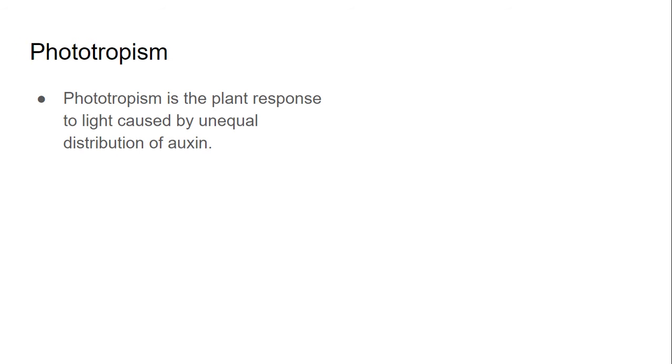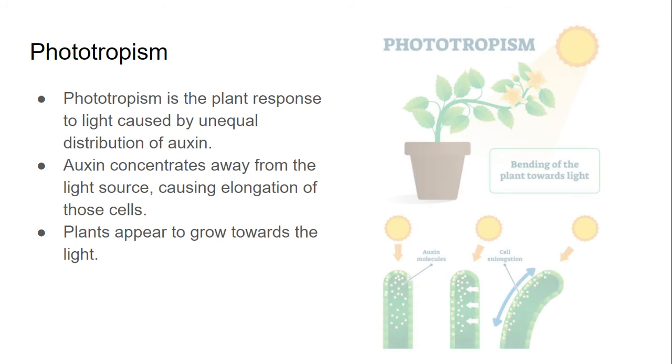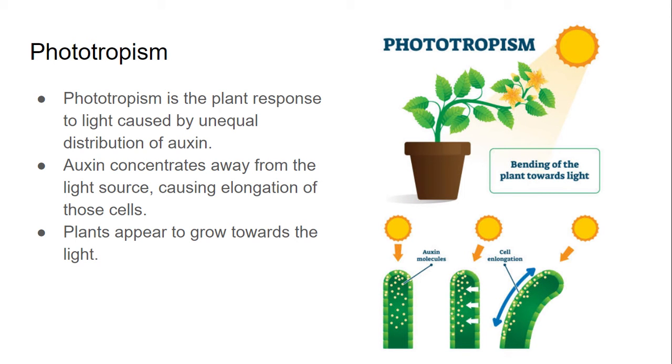The next type of tropism we have is phototropism. So this is the plant's response to light, and it's caused by an unequal distribution of auxin, that hormone that we mentioned before. So what happens is auxin concentrates away from the light source, causing elongation of those cells. And then it appears that the plant grows towards the light. So many people have done this before. If you turn a plant, it's naturally going to start moving a little bit towards whatever that light source is. If it's outdoors, that's going to be the sun. If you have an indoor plant, this could even happen with another light source that you have.